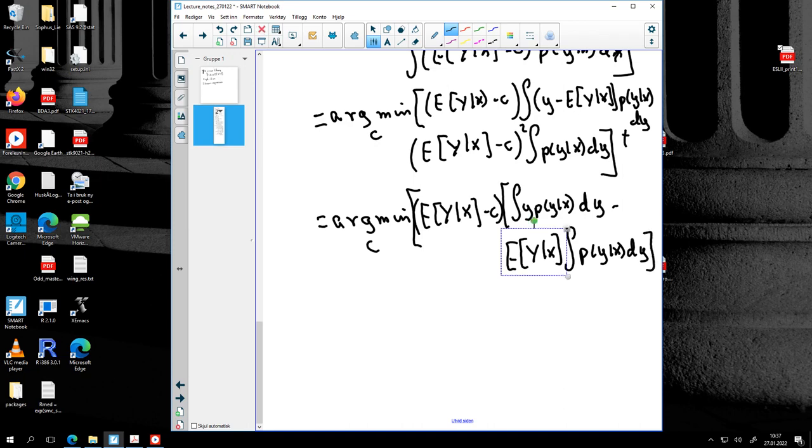So that was the first term. And then for the last term here, note that this last integral is an integral of a density, and an integral of a density is just 1. So we get then just the expectation of y given x minus c, squared.